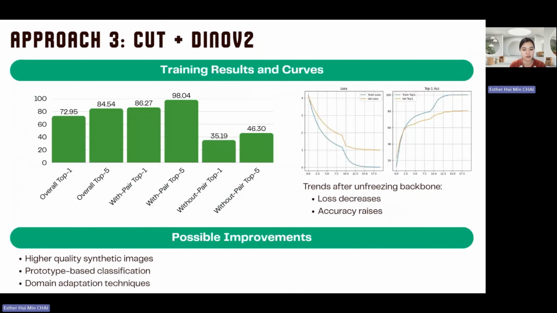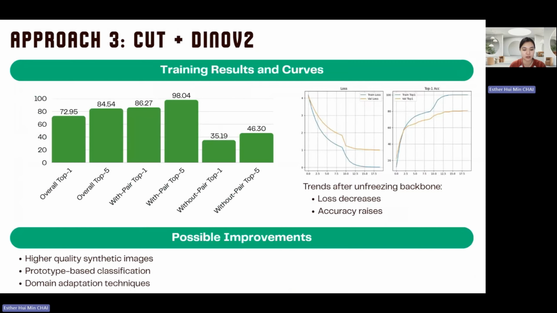Here are the final results after full fine-tuning. I achieved an overall top 1 accuracy of 72.95%, with paired class accuracy of 86.27%, and unpaired class accuracy of 35.91%. So we observe a strong performance on paired classes, and even though unpaired classes remain challenging, the synthetic images successfully contribute to meaningful recognition improvement compared to using herbarium data only.